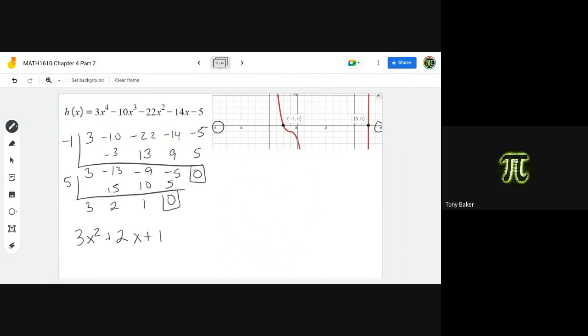And it doesn't matter which one you do first, the answer will still come out to be the same. So if you did the 5 first instead of the -1, you'll still get the same answer at the end. Right? And then again, we're looking to make sure they come out to be zeros. That's the check to make sure that I did those steps correct.